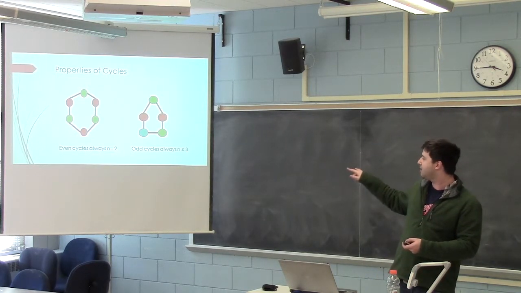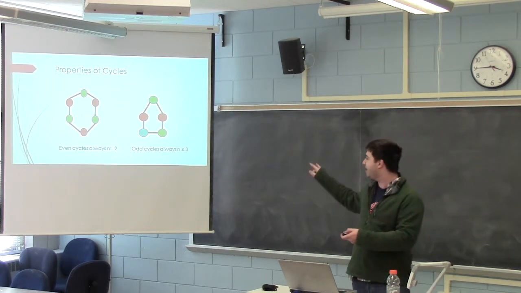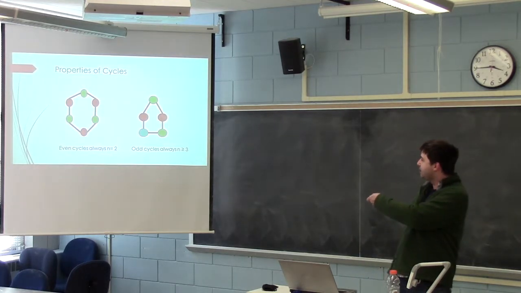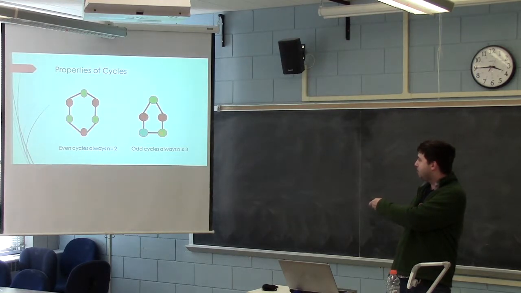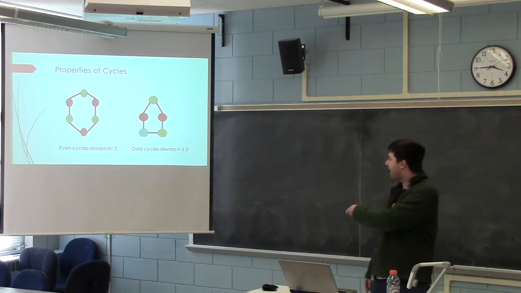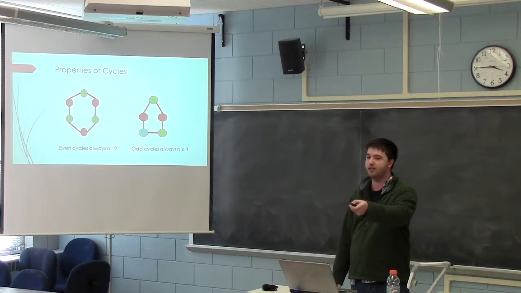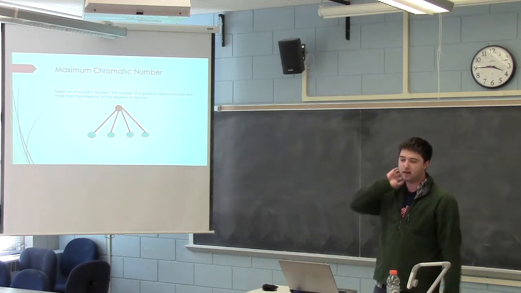And if it's an odd cycle, it's always when n is greater than or equal to 3. So we can travel along, but if I did two colors such as red, blue, red, blue, red, well, that's a contradiction. You can't have that. And so that's why odd cycles always have a chromatic number of greater than or equal to 3.